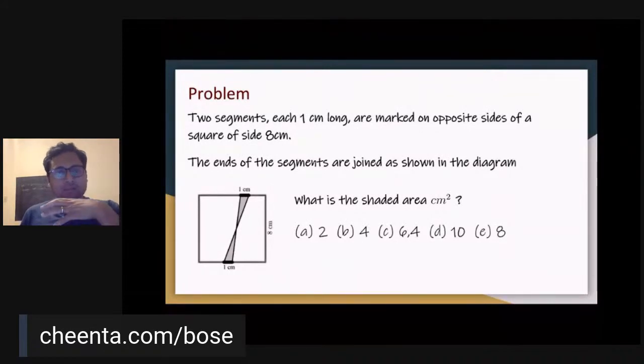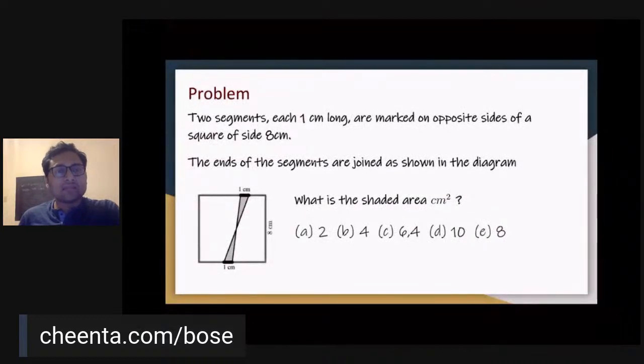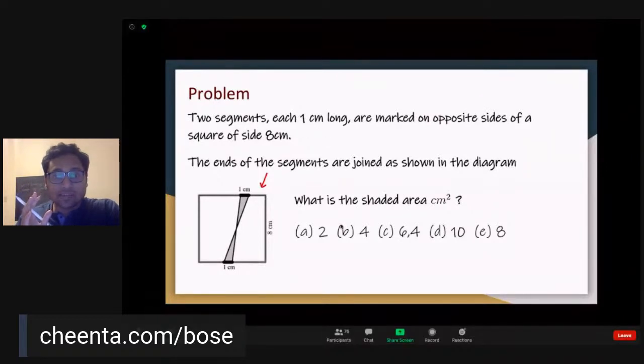All right. So today we will be discussing a little bit of geometry, and it's a very beautiful problem that we will be starting off with. There are 2 segments, each 1 centimeter long, which are marked on the opposite sides of a square of 8 centimeters. Here is a square of 8 centimeters, and we want to mark 2 segments which are 1 centimeter long. Each of those 2 segments is precisely 1 centimeter long.